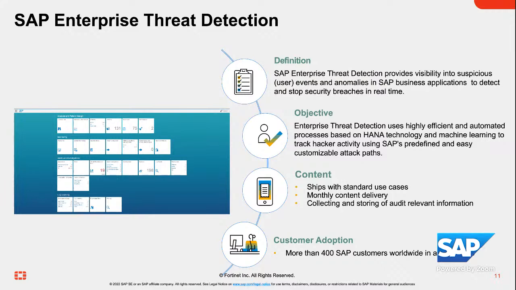So in general, the definition of SAP Enterprise Threat Detection is pretty simple. It provides visibility into suspicious user events, behavior of users, and into all types of anomalies that can happen within an SAP business application, to see any types of threats that are happening inside of such a business application, to simply detect and stop such security breaches in real time.